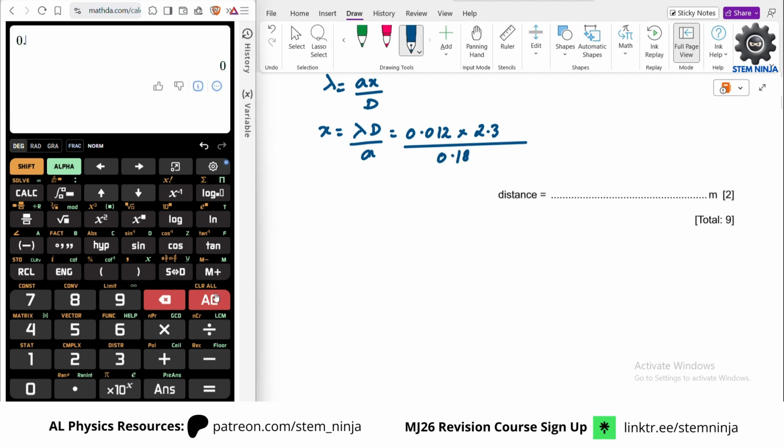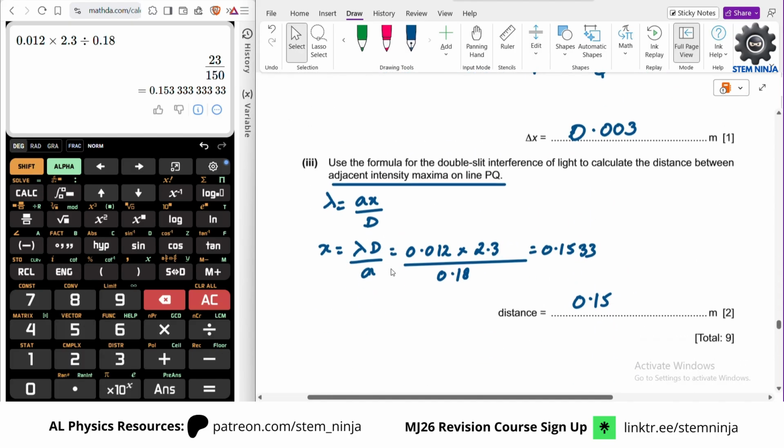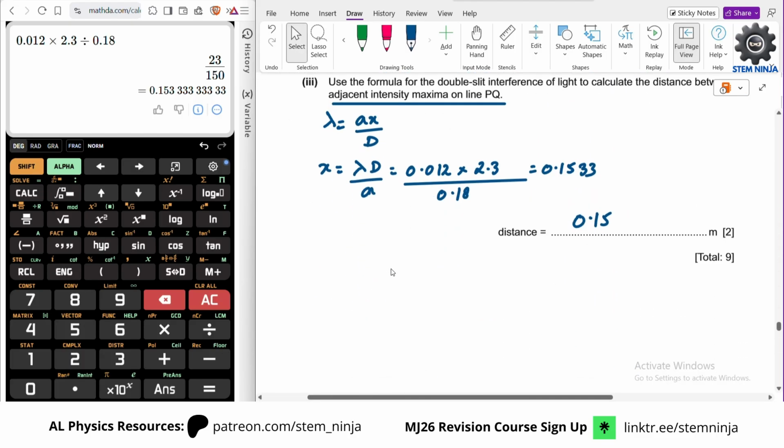Right, so simple, 0.012 times 2.3 divided by 0.18, that is 0.153. So to two significant figures, 0.15. And that's question number 6.